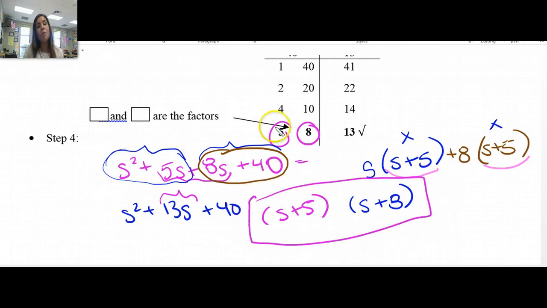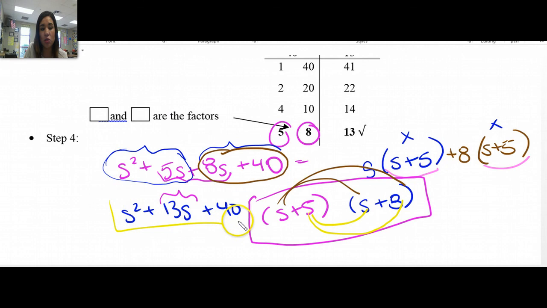Now remember, in the first section, we learned how to multiply these and see if these actually work. So you could actually test this out. S times 8, and then do the same thing, 5 times s, 5 times 8, and see if this actually worked backwards to give you this original problem.